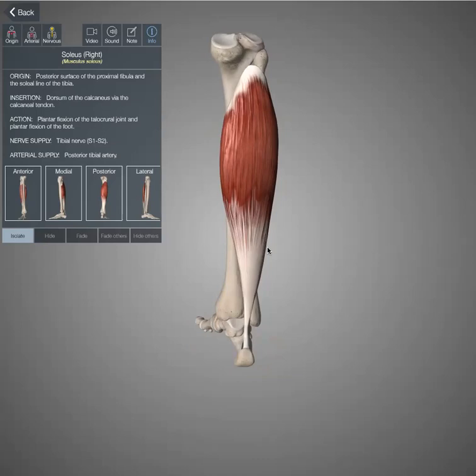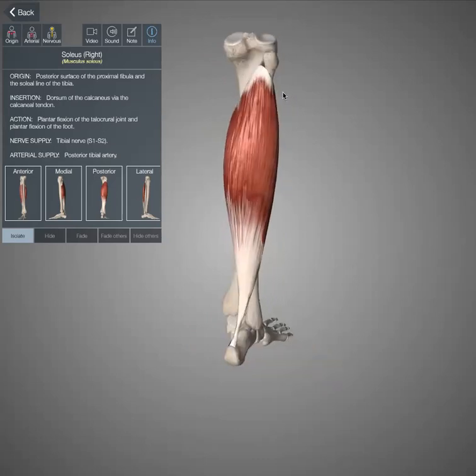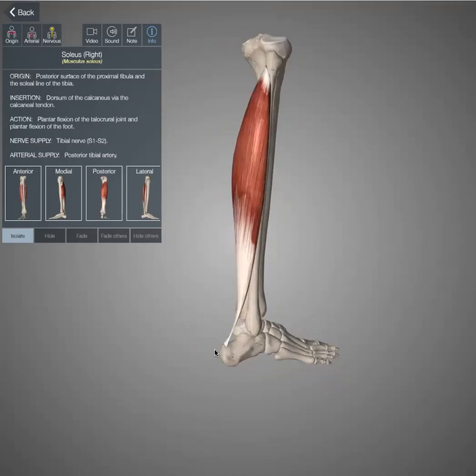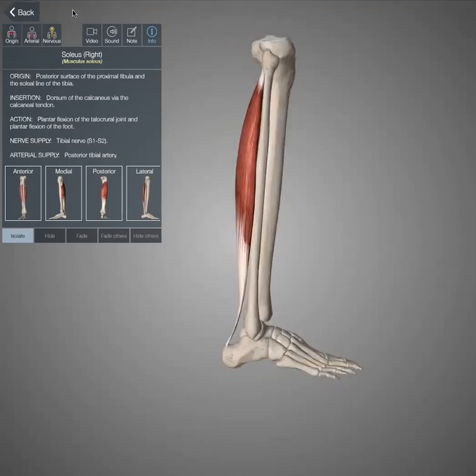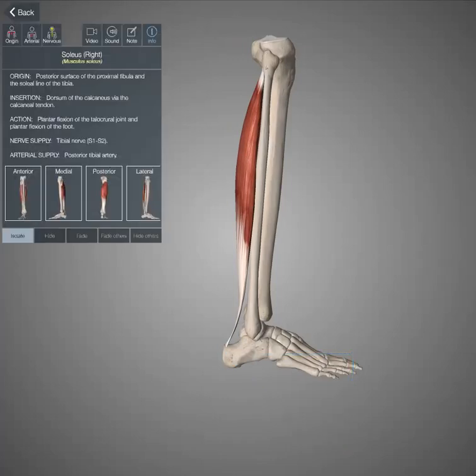It originates from the soleal line of the tibia and the proximal fibula here at this region. So both of them. And it will converge with the gastrocnemius to form the calcaneal tendon and inserts into the calcaneus. Okay. The action is plantar flexion of the foot at the ankle joint. Again, foot, starting position, ending position, and plantar flexion. Tibial nerve is innervation.